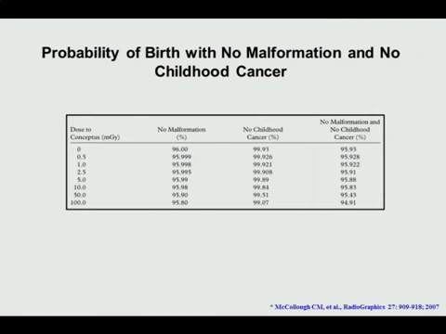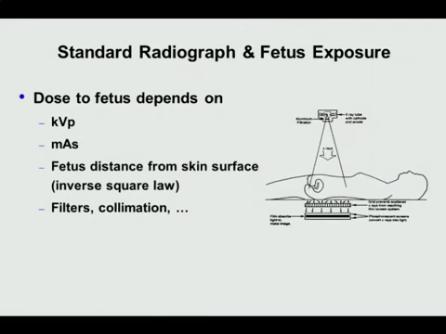But these numbers are good for us to understand, but it's very difficult. If we show this table to the patient, it doesn't make any difference for them. However, how we can use this information to explain to the patient makes a lot of difference. So, two categories: standard radiographic and fetal exposure.